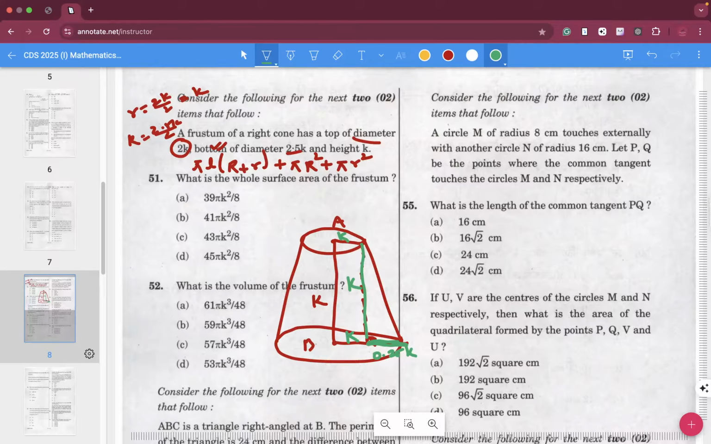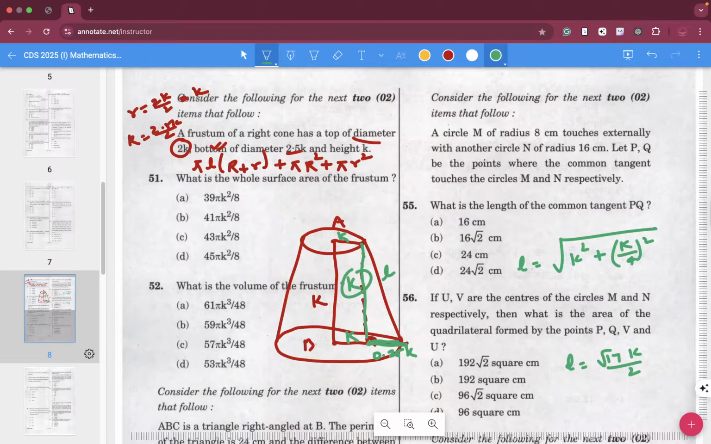So the slant height L is equal to root under k square plus 0.25k whole square. Can I write it like k by 4 whole square? If you solve for this, you will get L equal to root under 17k by 4.